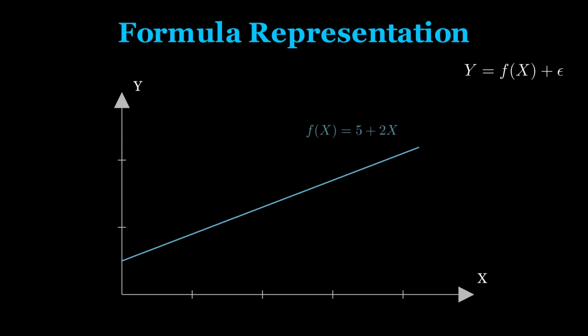Let's visualize this with a simple linear relationship. The blue line is the true underlying function, f of x equals 5 plus 2x. It has an intercept of 5 and a slope of 2, so for each unit increase in x, y increases by 2 units. The white crosses are the observed data points. Each cross corresponds to a pair of values, xi and yi, for an observation i. Notice that they don't fall exactly on the line, because each observation includes some random noise. The vertical distance from each cross to the blue line is the error term, epsilon i. These errors capture the randomness that causes the observed data points to deviate from the true function.